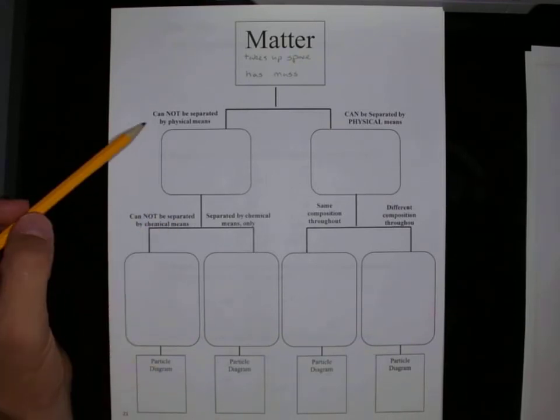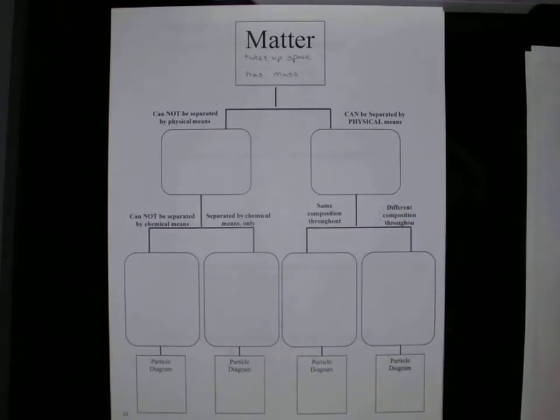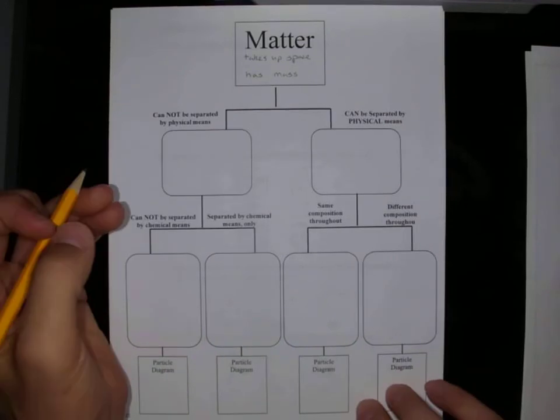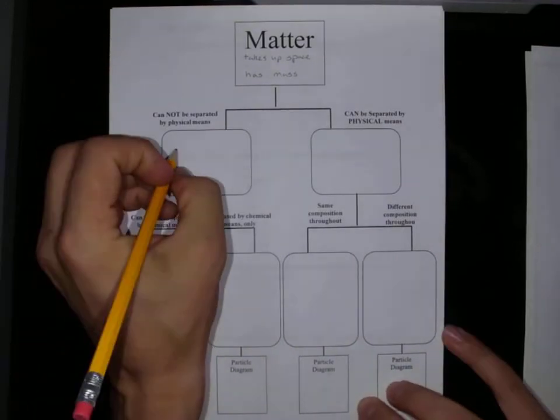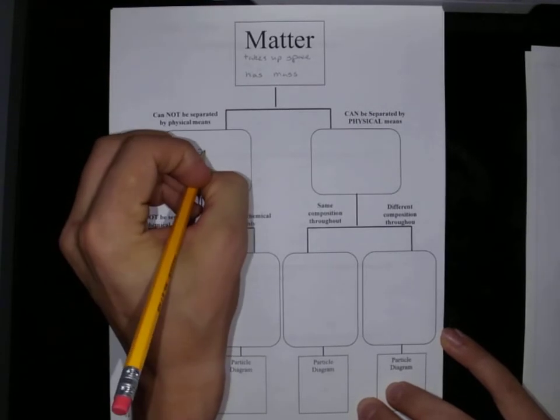So, our first breakdown is whether or not we can separate it by physical means. So, if we can separate it by physical means, right, I can break it down by size, so I let the smaller things go through. Maybe separate it by looking at the interactions between particles, right? There's lots of different ways to physically separate something. But if we can't physically separate it and it always just stays the same, this is what's known as a pure substance.